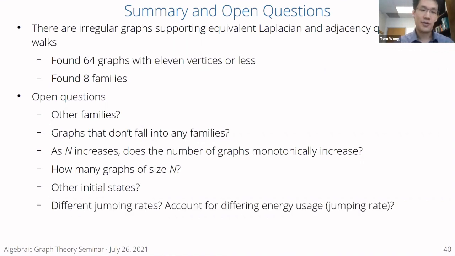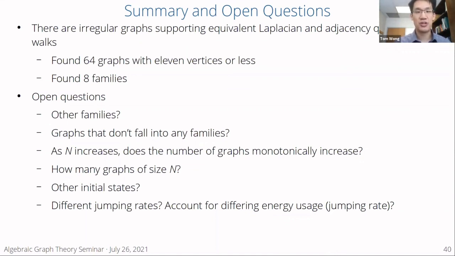And then a final open question is to account for different jumping rates. In one case, the Hamiltonian is equal to the Laplacian, and in the other case, the Hamiltonian is equal to the adjacency matrix. Remember, the Hamiltonian has a physical meaning. It's the total energy of the system. And so if the Laplacian and the adjacency matrix have different norms, then they're actually using different amounts of energy. Or another way to put it is that they have different jumping rates. So the one with a bigger norm is using more energy and has a higher jumping rate.